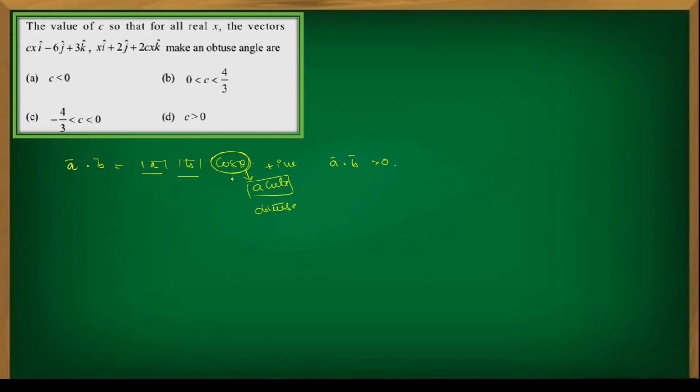Mod a bar, mod b bar into a negative value, so a bar dot b bar is negative. So if the angle between two vectors is acute, a bar dot b bar must be positive. If the angle between two vectors is obtuse, a bar dot b bar is negative. With these two conditions: angle acute, dot product positive; dot product negative, angle obtuse.